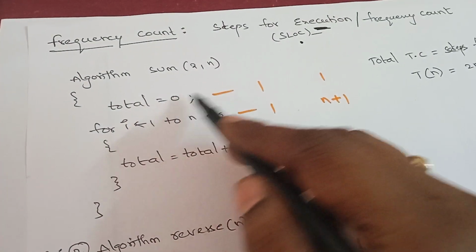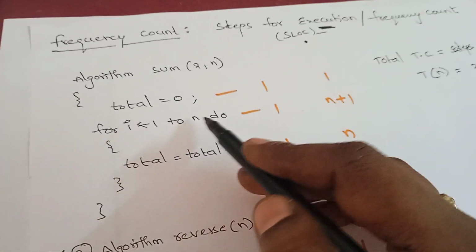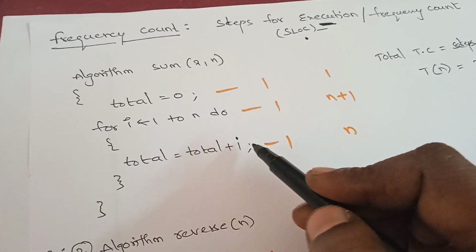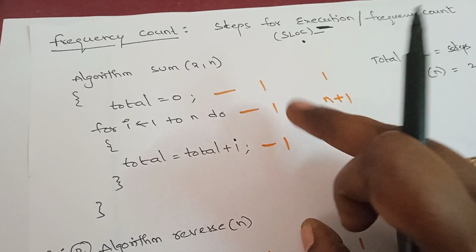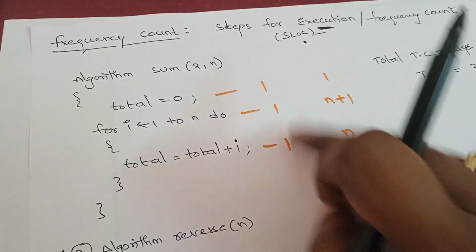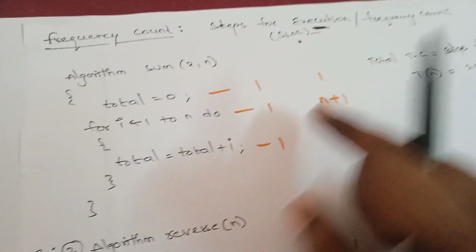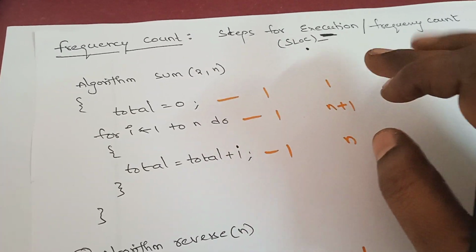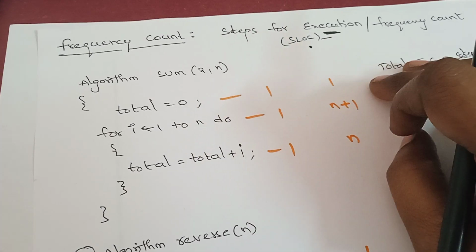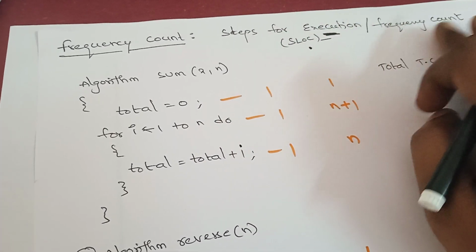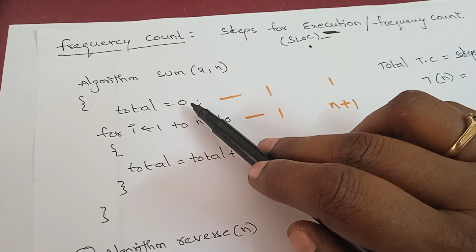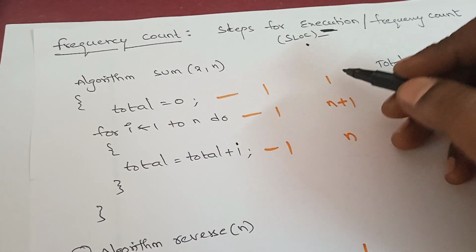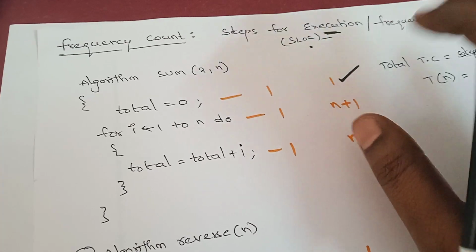So total equal to 0 is one executable line. The loop is one executable line. Total equal to total plus I is one executable line. So how many steps do we have in total? 3 steps per execution. Now let's see the frequency count. What do we mean by frequency count? It is how many times one statement is being executed. So total equal to 0: to execute this line of code, we do not require that much time, so we'll take one cycle.